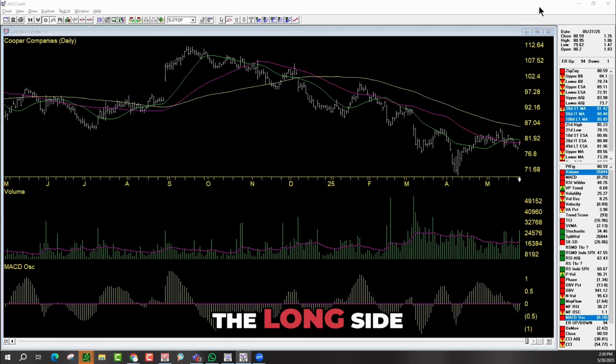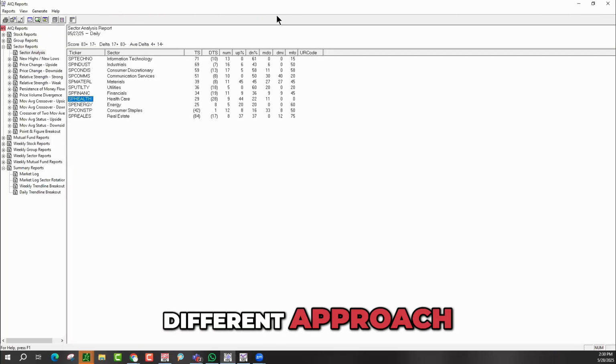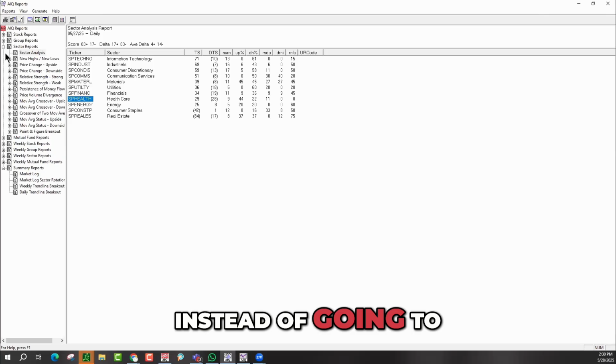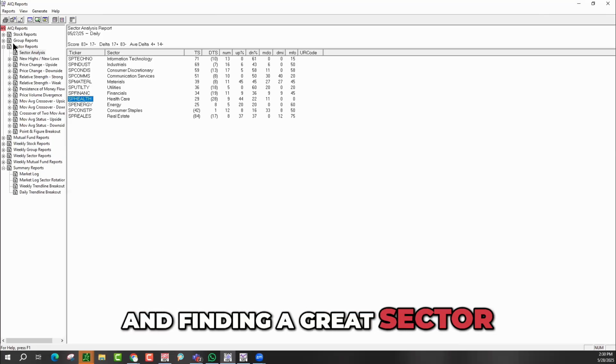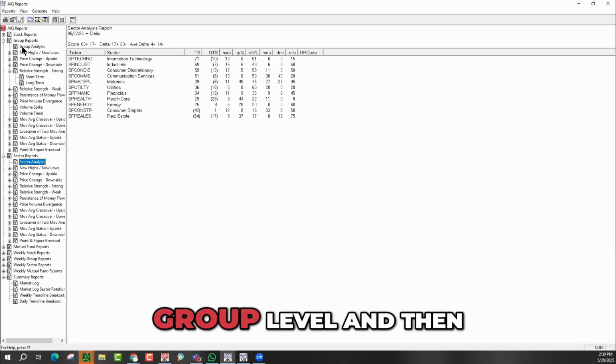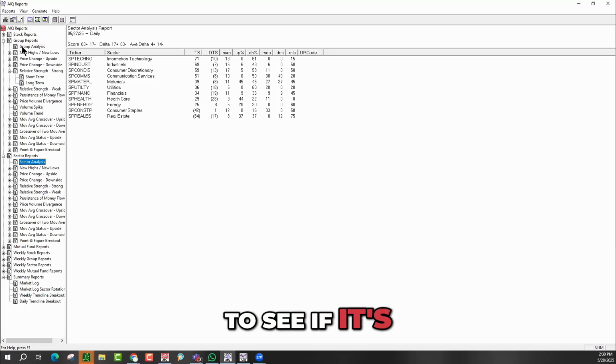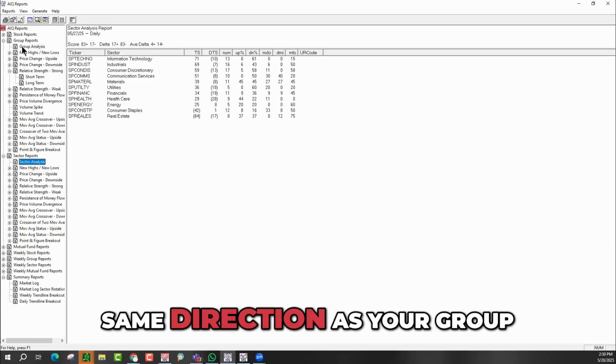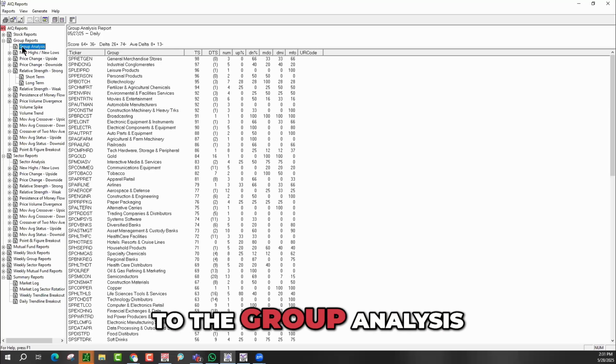What we can also do is look at the long side. We'll use a slightly different approach. The long side, instead of going to the sector and finding a great sector, we'll go straight to the group level. So you can do this, go straight to the group level, and then look at sector later to see if it's confirming or in the same direction as your group. And we'll go straight to the group analysis.